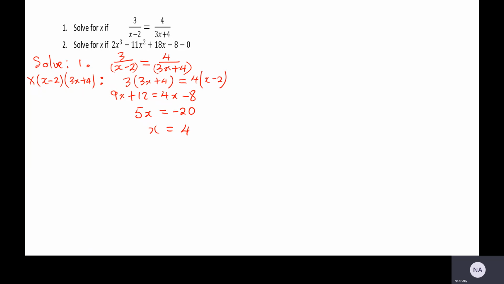What about number 2? Here we are solving, and I'm going to do number 2 up here. 2x cubed minus 11x squared plus 18x minus 8. Oh, apologies. That should be equal to 0. So let me put that. That should be equal to 0.